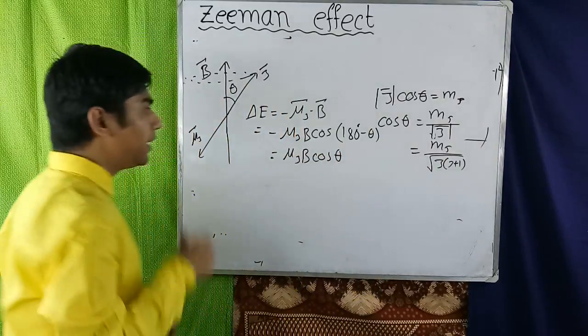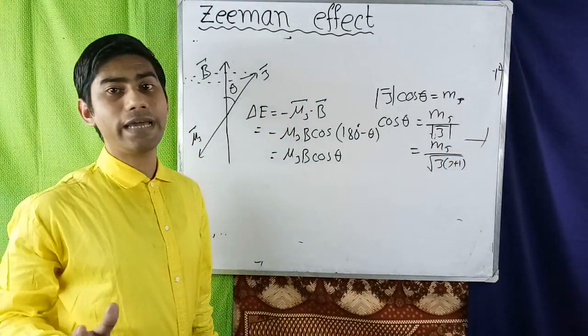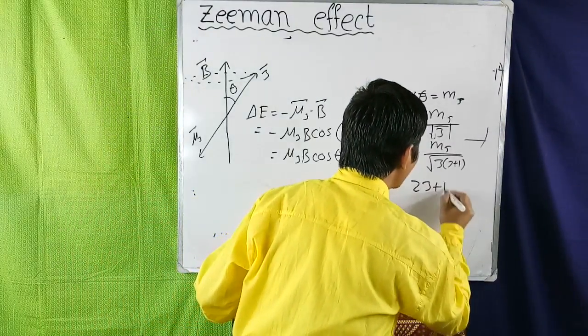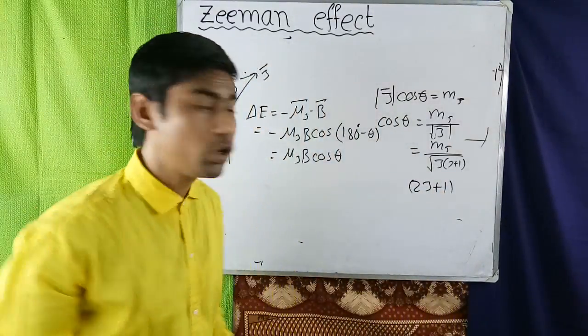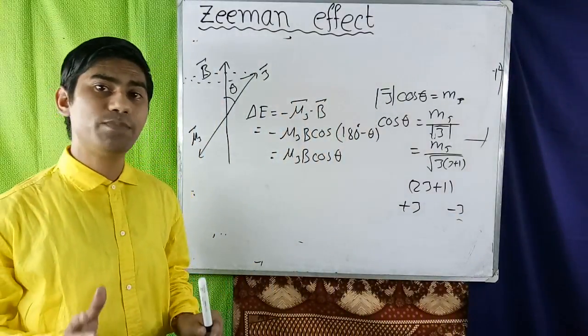Now here m j is the total magnetic quantum number of the atom that can take 2J plus 1 number of values from plus J to minus J in equal steps of unity.